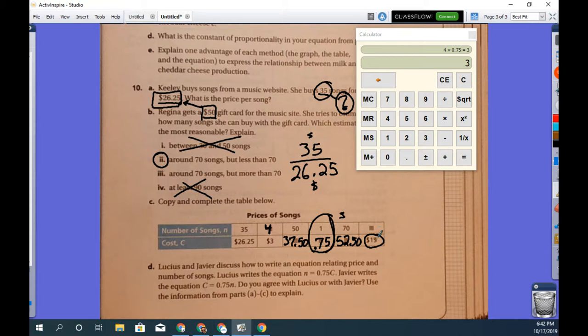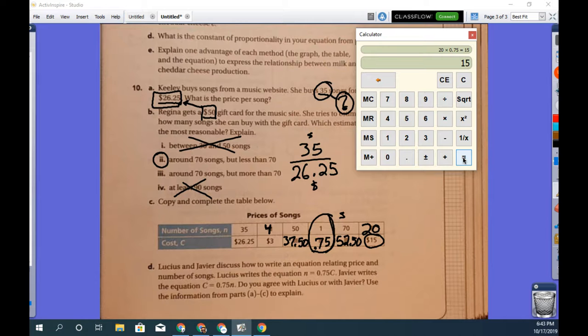So if I spend $15, I'm going to get 15 songs plus 1/3 of 15, which is 5. That's going to give me 20 songs here. Now I'm going to double check. I'm going to take 20, multiply that times 0.75, because that's how much it costs per song, and make sure that that gets me $15. All right. So now we have our table filled out for C.